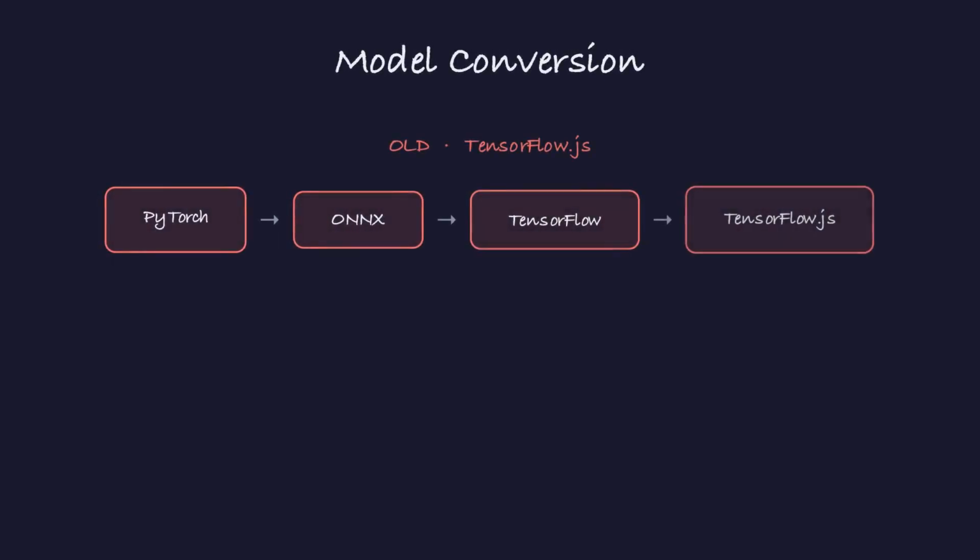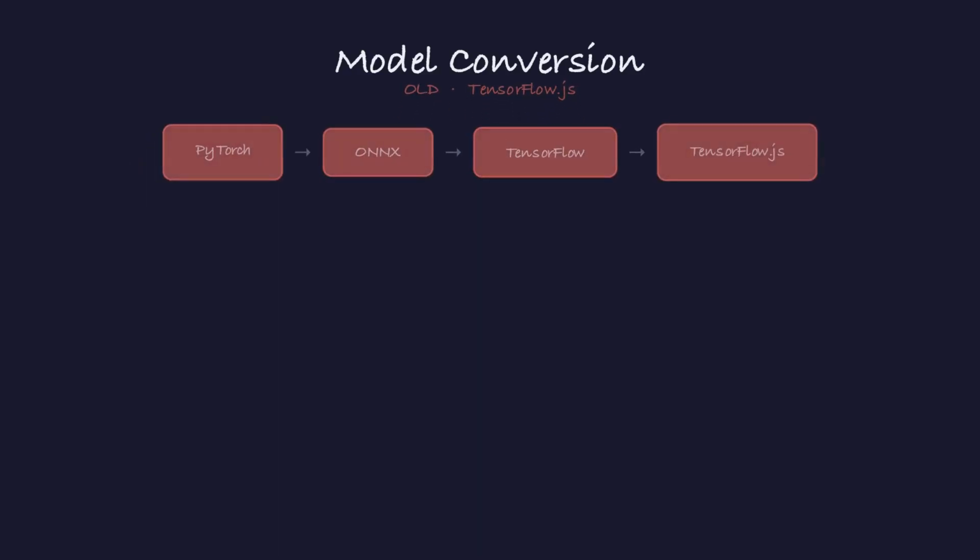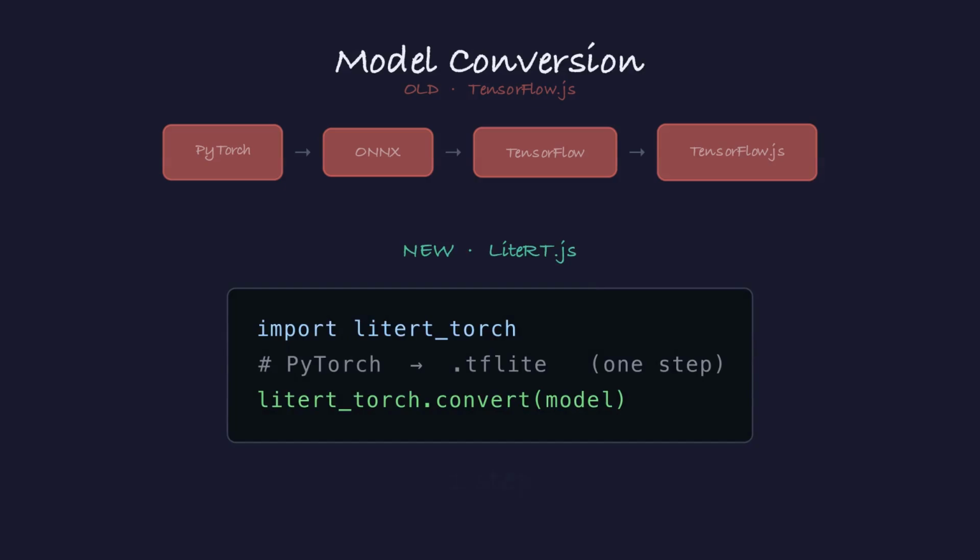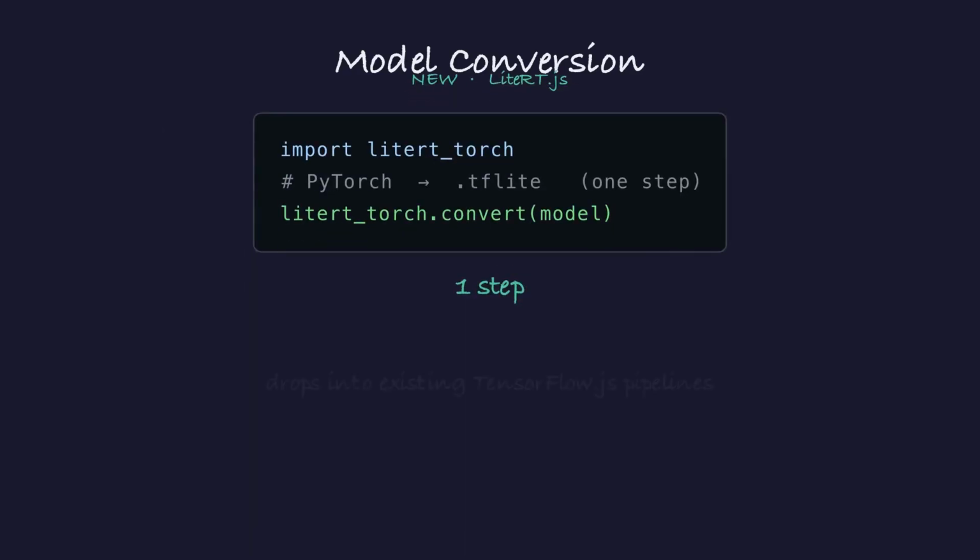One of the most practical changes is model conversion. The old TensorFlow.js path was 4 steps: PyTorch, ONNX, TensorFlow, TensorFlow.js. 4 tools, 4 chances for numerical precision bugs. A bad ONNX export could silently corrupt your outputs. The new path, 1 step. A single import, litert-torch, takes you straight from PyTorch to a tflite file, ready for browser, Android, iOS, and desktop. And it drops into existing TensorFlow.js pipelines.